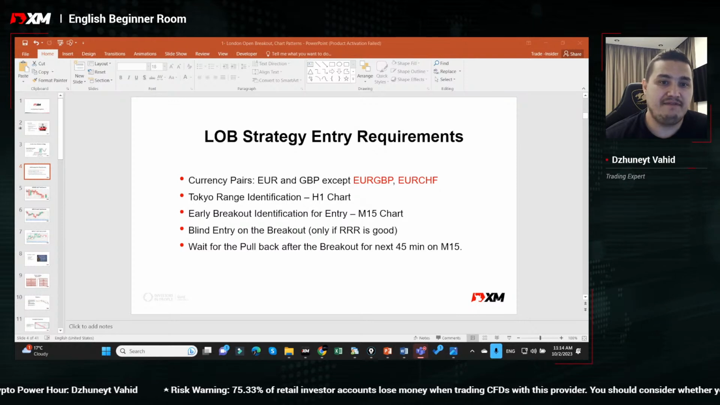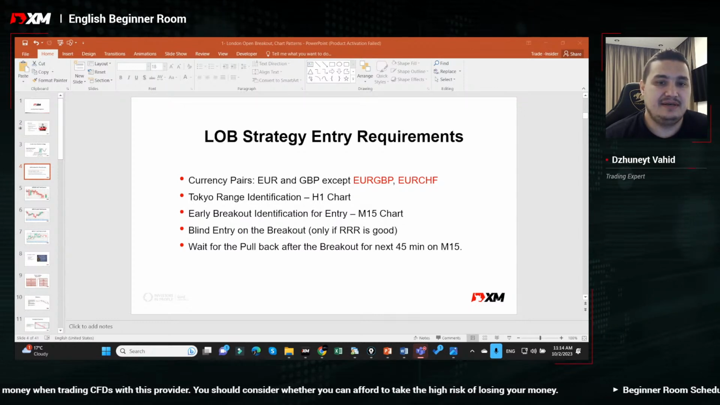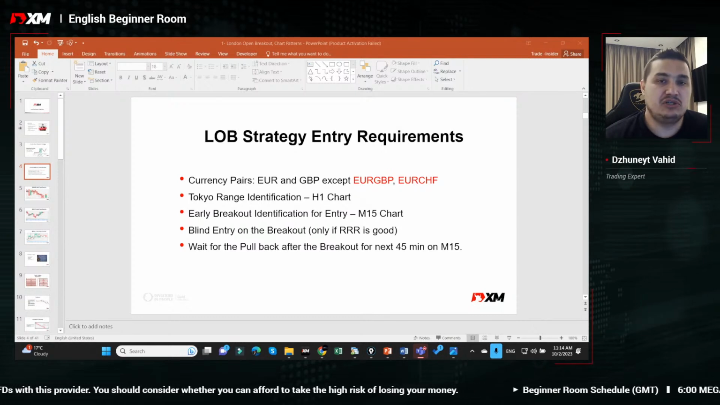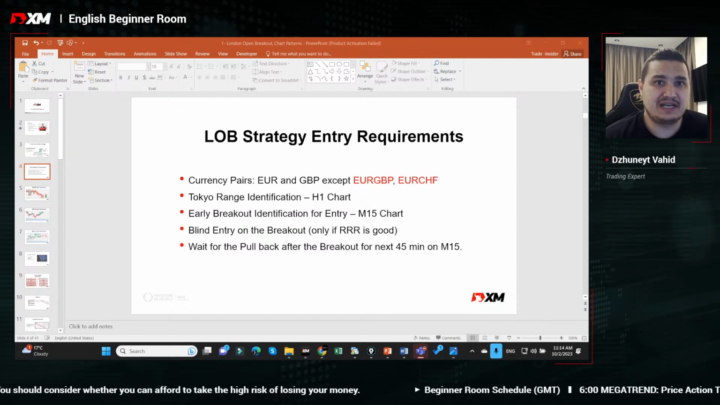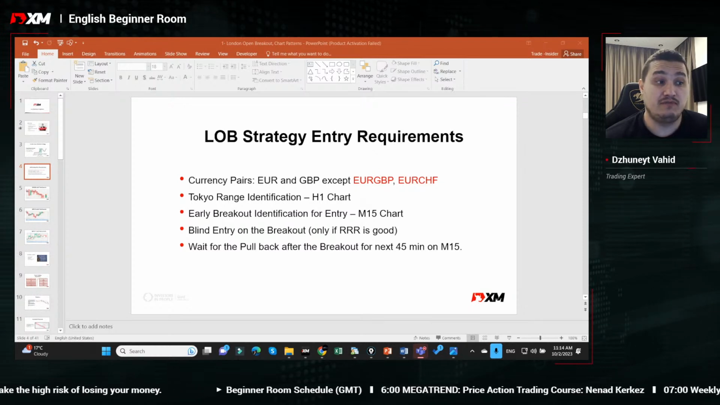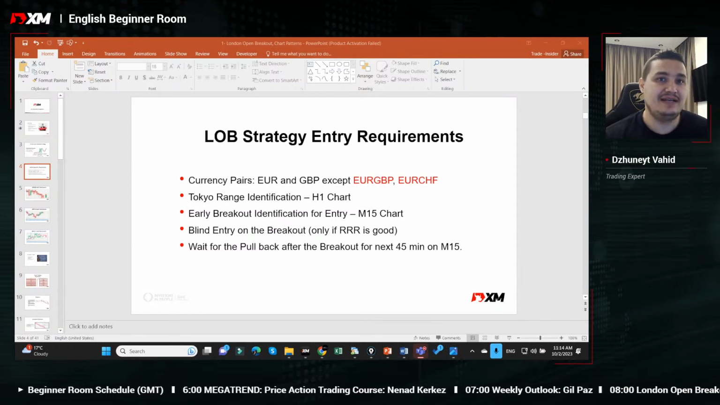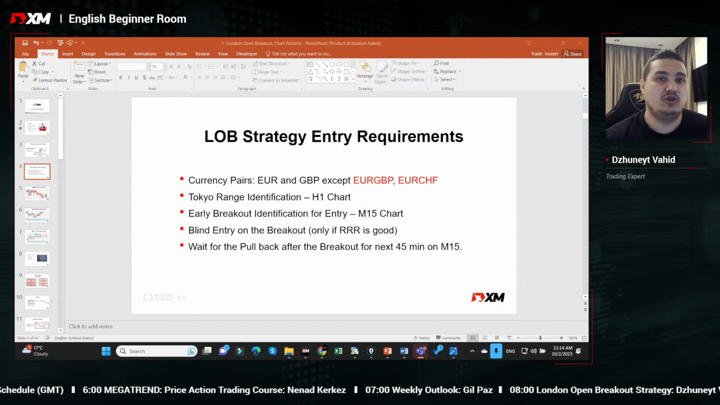I don't have a preferred entry, but I go with a blind entry often. Sometimes I do a combination. I'm using London Open breakout as an entry strategy for my swing trading. You can use London Open also to combine it with your swing trading strategies just as an entry without having a small stop loss.